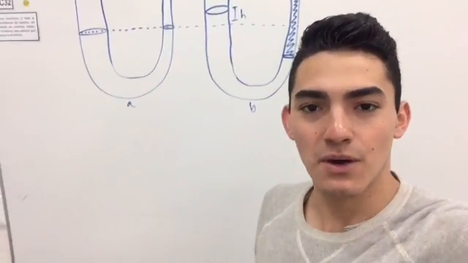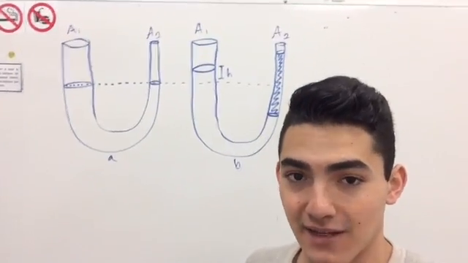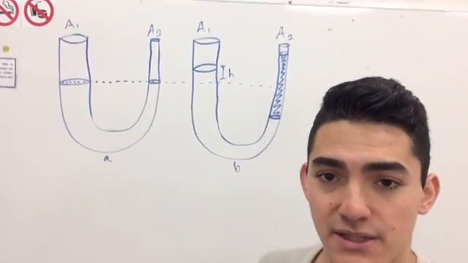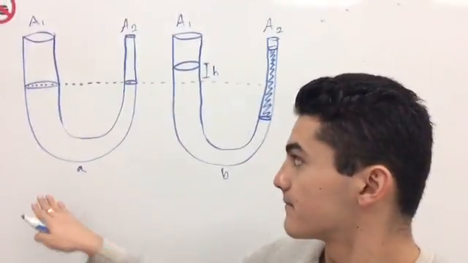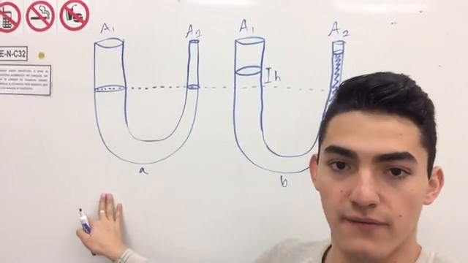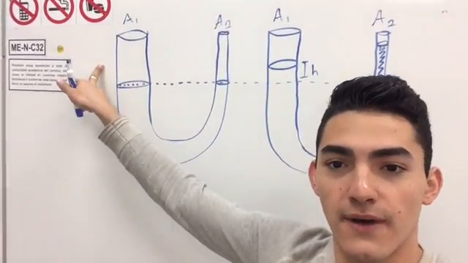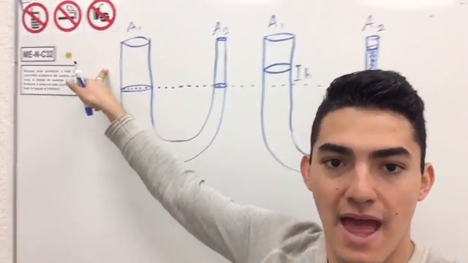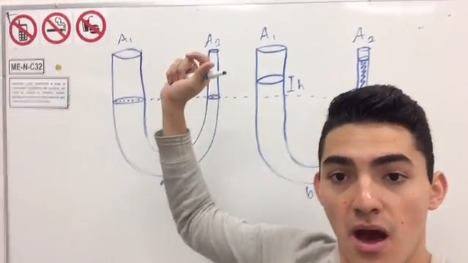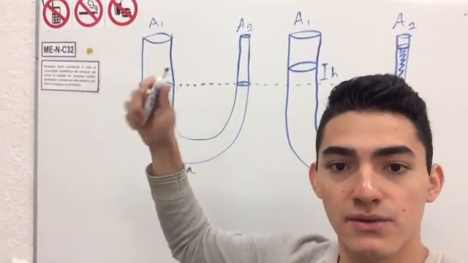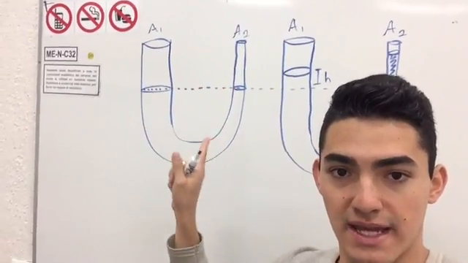Hi, now I'm going to explain quiz 1 from Unit 1 of Physics 2, which goes as follows. Mercury is poured into a U-tube, as shown in figure A. The left arm of the tube has cross-sectional area A1 of 10 centimeters squared, and the right arm has cross-sectional area A2 of 5 centimeters squared. 100 grams of water are poured into the right arm, shown in figure B.